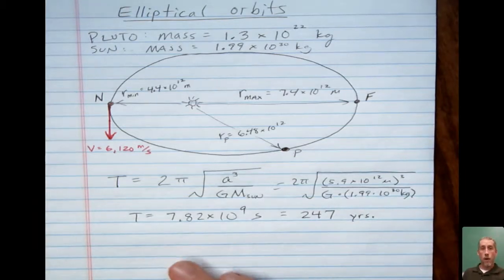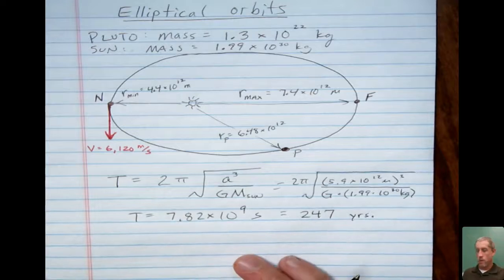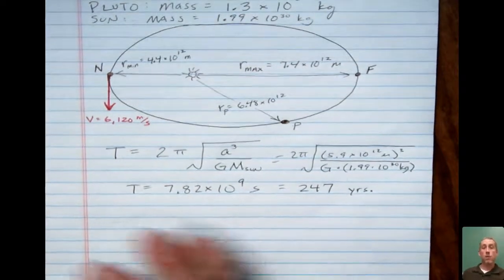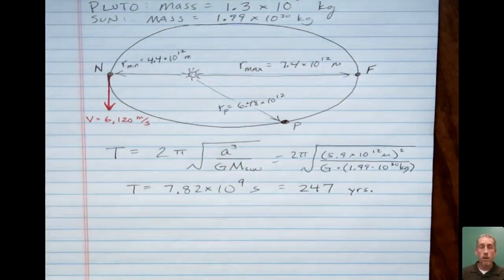So an awful long time for Pluto to orbit once compared to us. Of course, that's because it's so far out. One of the important things that Kepler learned and described in his third law is the further away from the Sun a planet is, the longer that orbit takes.